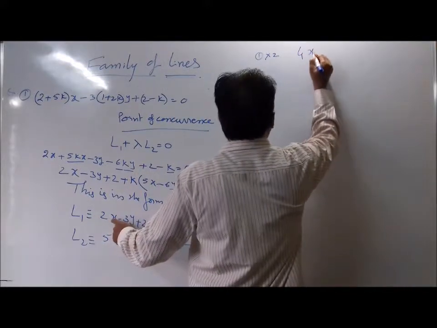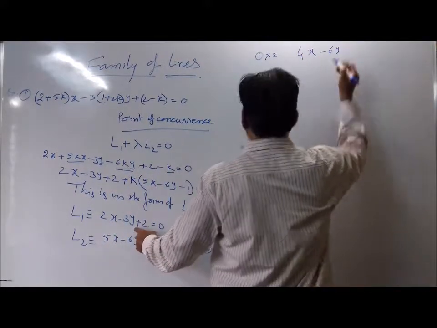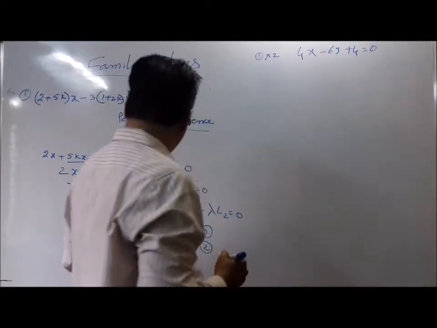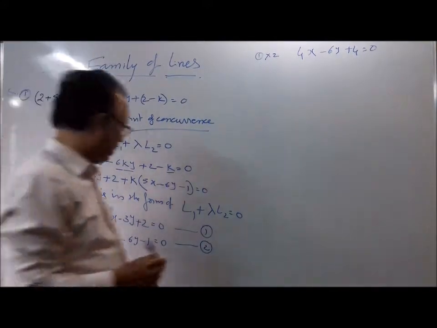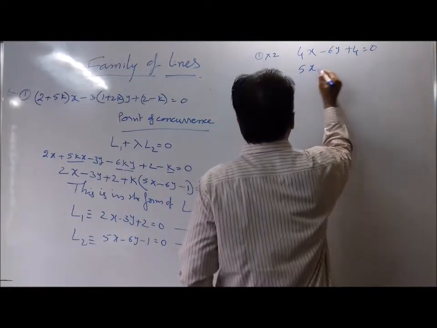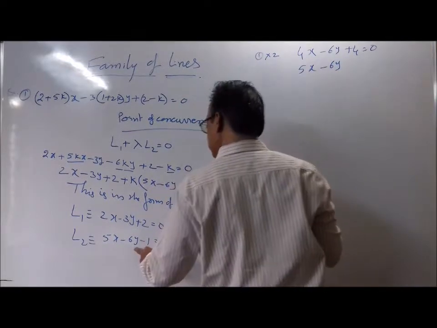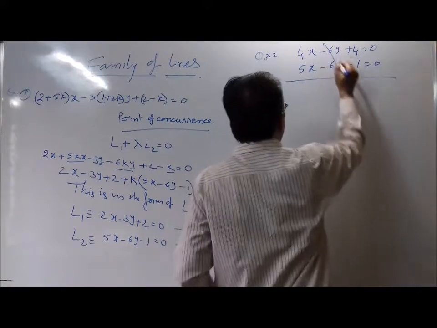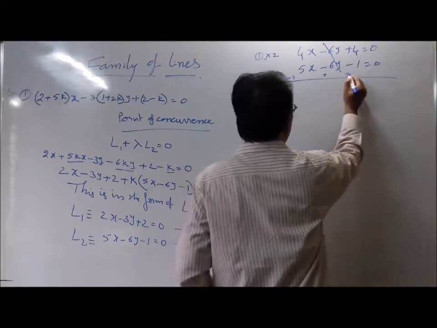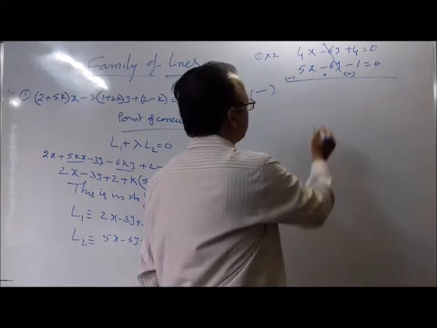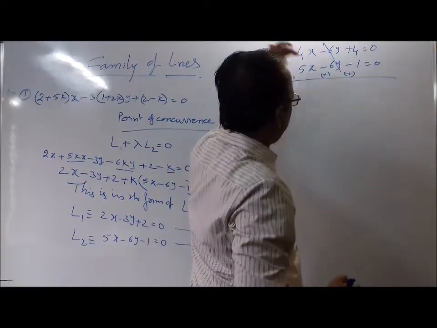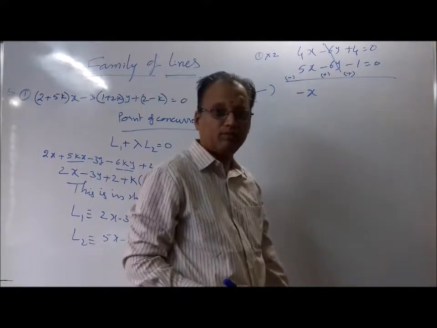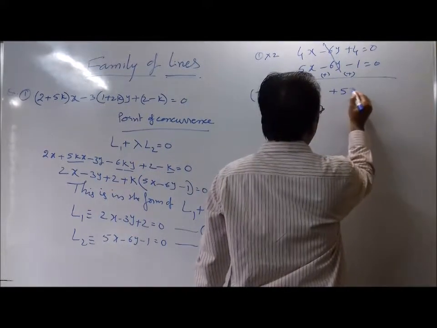So 2 2s are 4x, 2 3s are 6y, plus 2 2s are 4. And this one, nothing to multiply because 6y is already there. So 5x minus 6y minus 1. So subtracting, this becomes plus, this becomes minus, this becomes plus. So 4x minus 5x is minus x, 4 plus 1 plus 5 equal to 0.